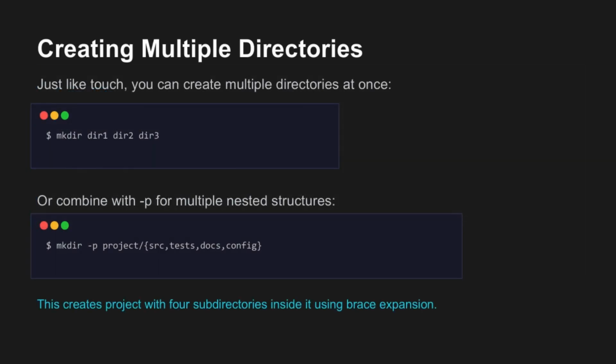And just like with touch, you can create multiple directories at once. You can do mkdir dir1 dir2 dir3, all with spaces between them, so that you're creating those 3 directories all at once. Or you can combine that with the p flag to create multiple nested structures, as you can see in this example. This example creates project with 4 directories inside of it. The curly braces with commas is called brace expansion, and it's a shell feature that expands into multiple arguments.